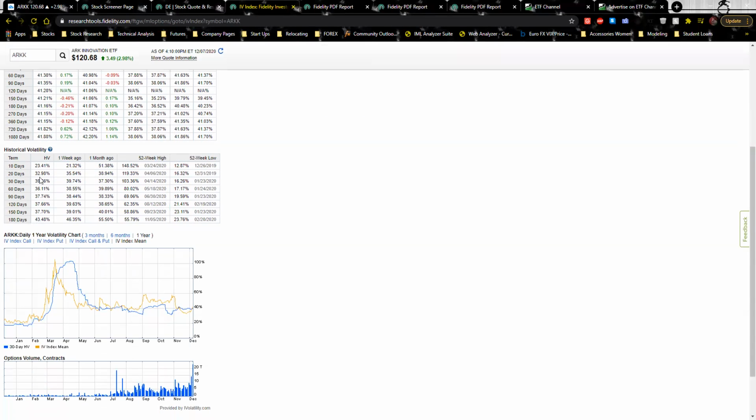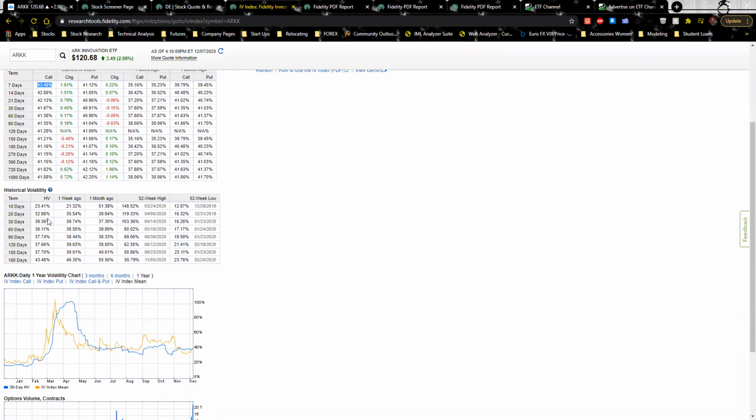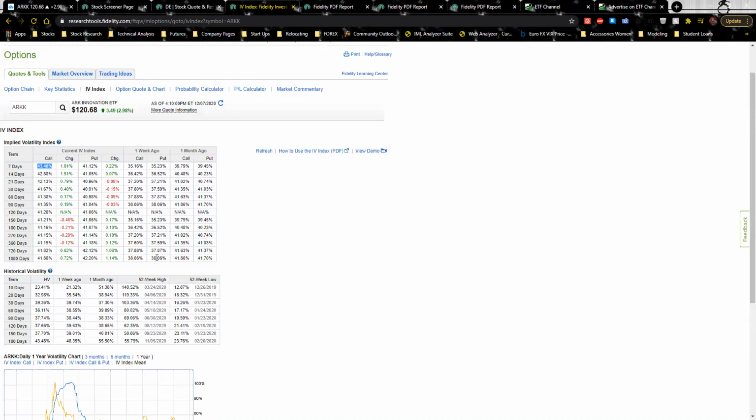Historical volatility has been around the 30s to the 40s, so that's not bad. The 52-week low, 12, that was 2019 though. So yeah, it puts it that way a little bit more, but we're not extremely high, which is okay.